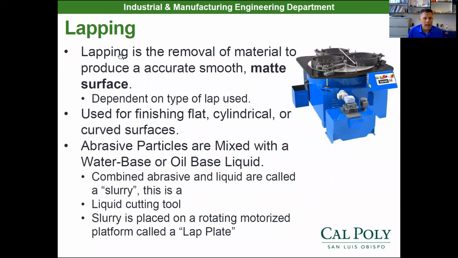So now next we've got lapping. Lapping is basically removal of material to produce some sort of nice, flat, high tolerance surface. The surface can be matte or it can be polished depending on the type of lap that you're using. So what lap uses is a slurry. You have abrasive particles mixed with water or an oil-based liquid. That's what a slurry is. A slurry just has a bunch of abrasives floating around in some sort of liquid.